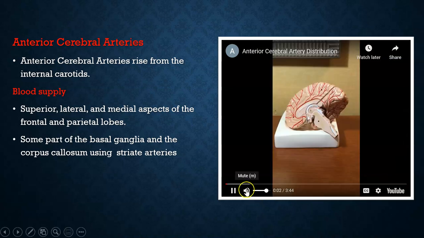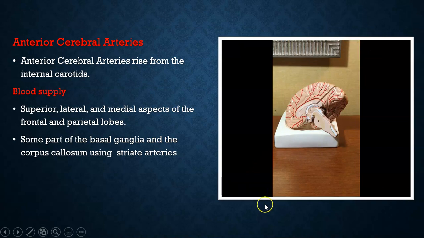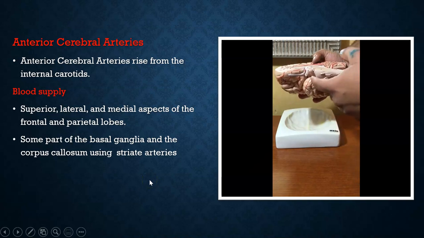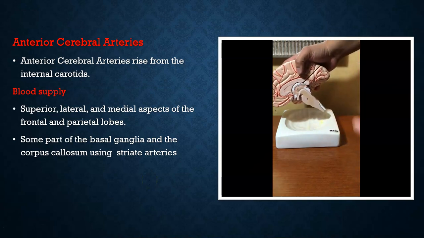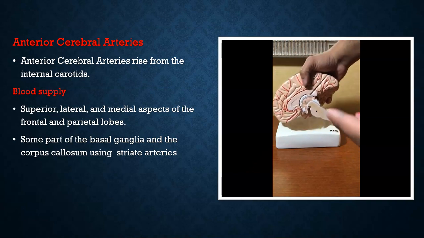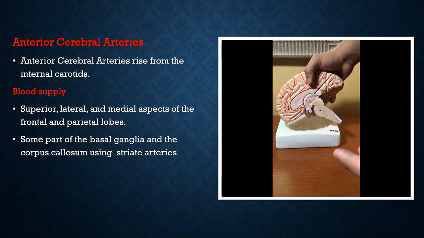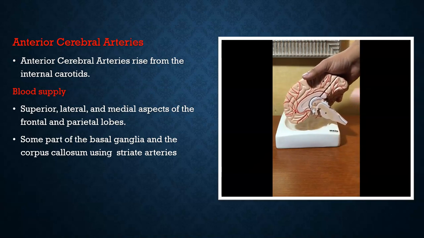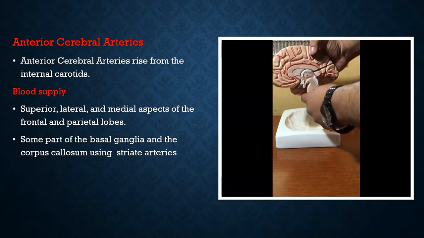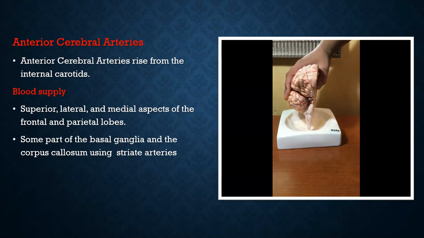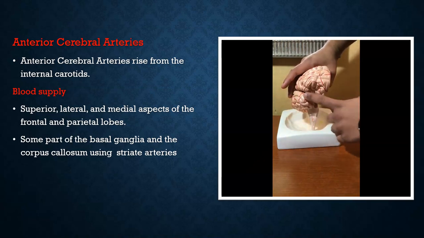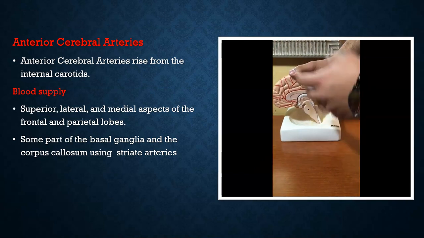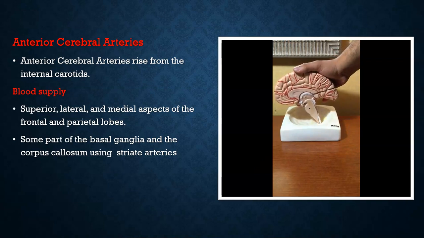Okay, now we will discuss the anterior cerebral artery, ACA. We know that the internal carotid artery comes up into the subarachnoid space and divides into two important terminal branches. One is the MCA, middle cerebral artery, and one is the ACA, anterior cerebral artery. The MCA goes laterally, and the ACA goes anteriorly, and we are discussing the anterior cerebral artery.